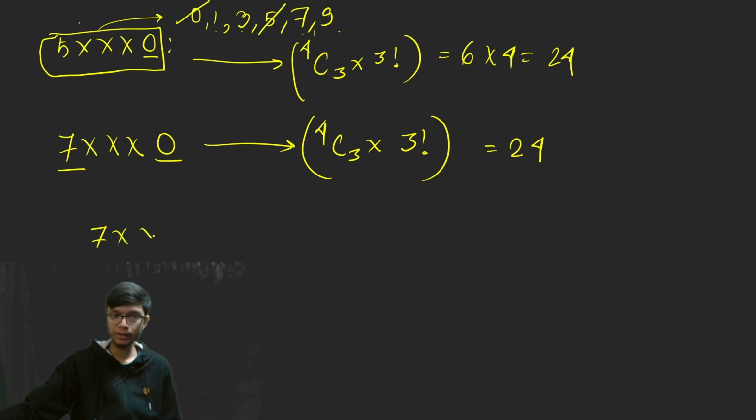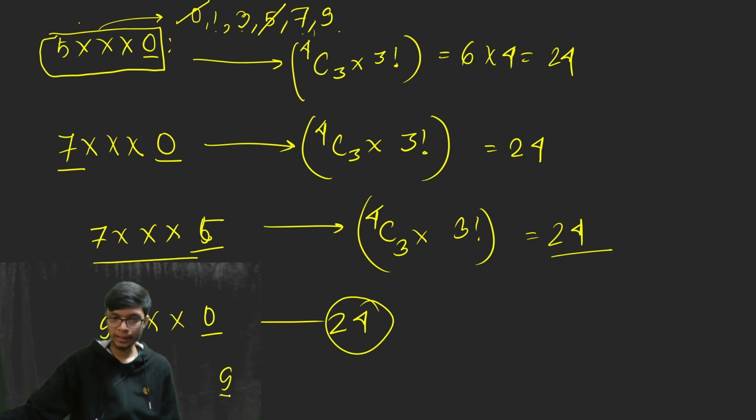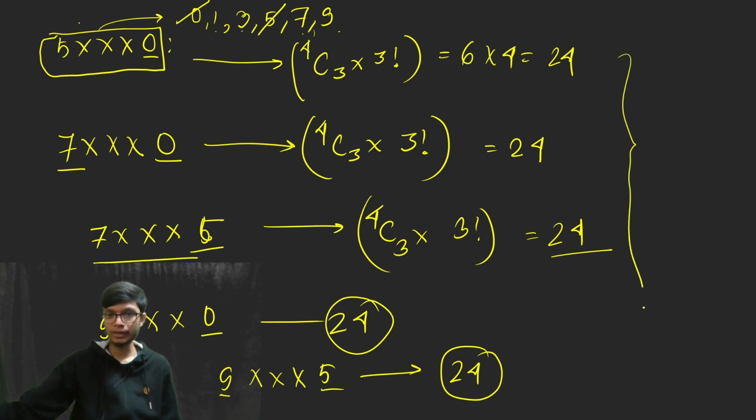Now similarly for this particular case, which has the last digit as 5, again we'll have 24 cases. That is 4C3 into 3 factorial, and that will also be equal to 24 ways. Similarly, if you look at 9 as the first digit and ending with 0, this will also have 24 cases. And similarly, the number 9 in the first digit and the ending digit as 5 will again have 24 cases.